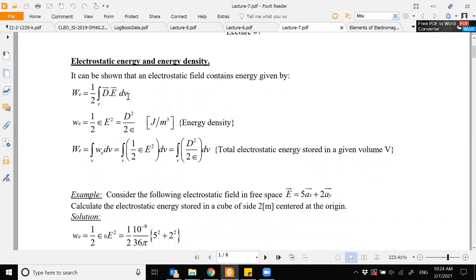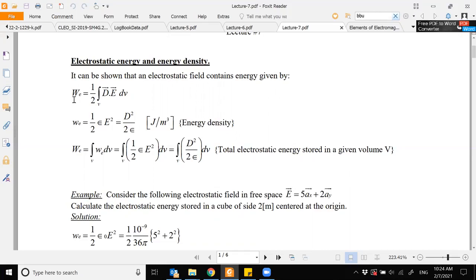Because it's a vector field, in order to find its energy, you first have to find the volume in which you want to look at the energy. Once you identify that volume, you integrate D dot E over that volume and then take half of it. That is called the energy of that electrostatic field within that volume.